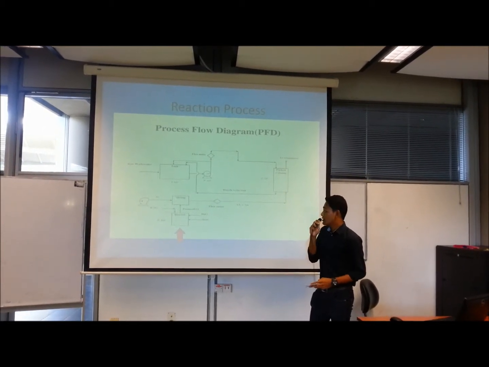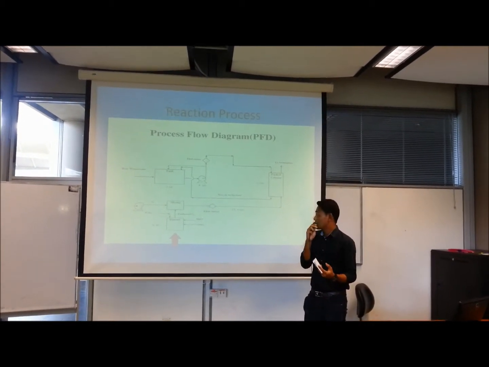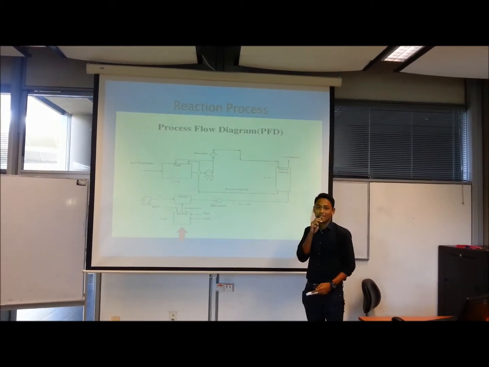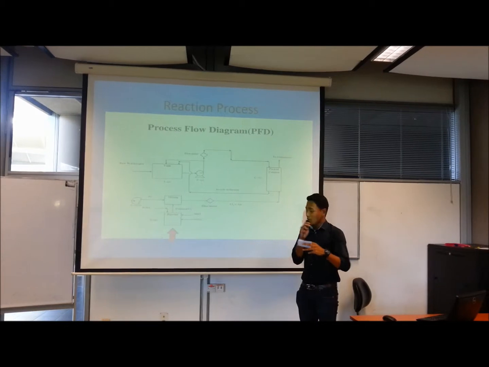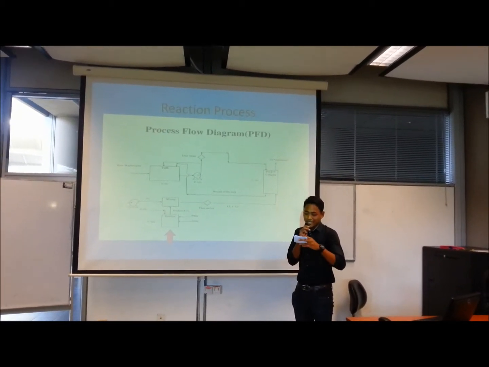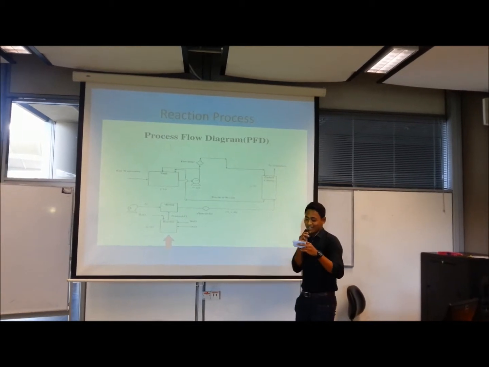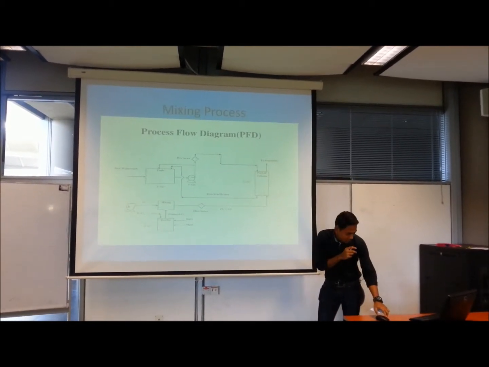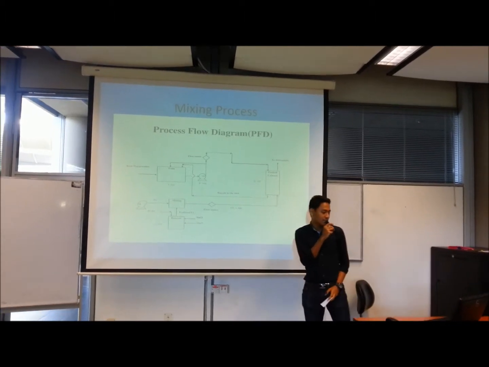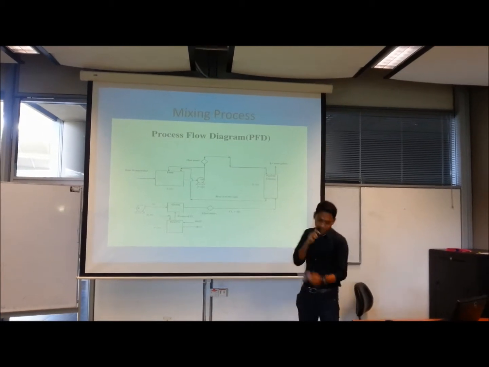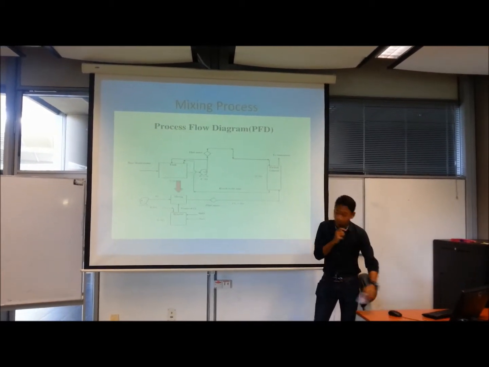Why do we need to react these? Because obviously we need chlorine gas in this chlorination method. So in order to produce the chlorine gas, we need to react these two components. The packed bed reactor is easy to construct, but works better when reactants or products are dilute. Our second unit process is the mixing process. The mixing process happens in the mixing chamber, which is here.